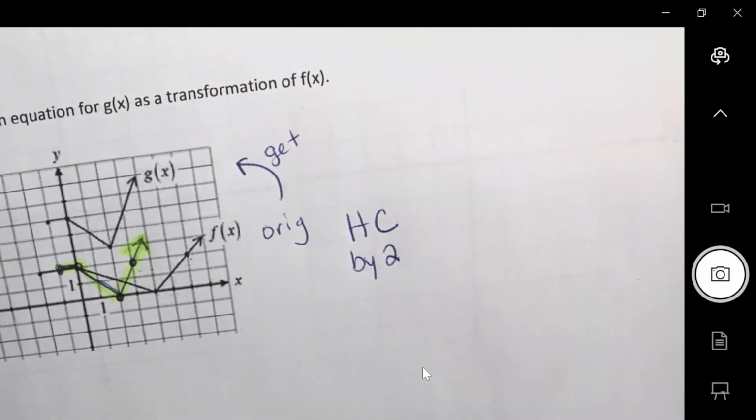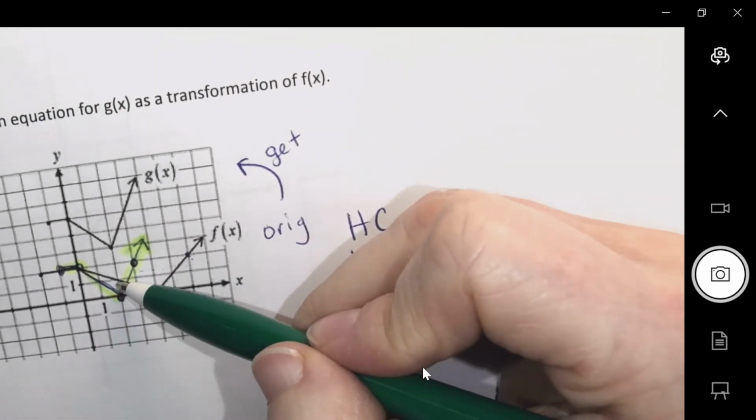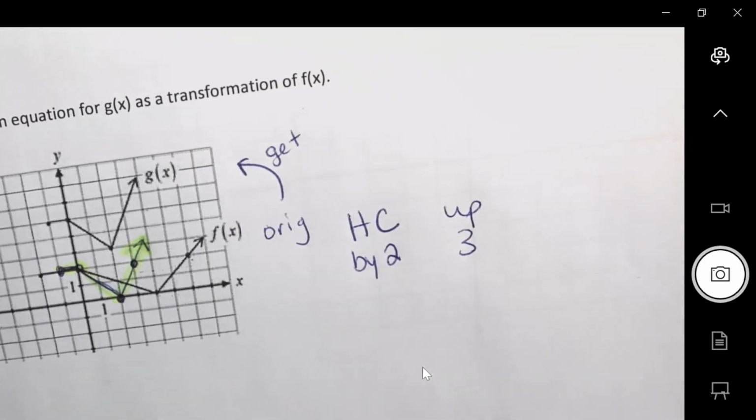Okay, so that's what it would look like if I horizontally compressed it by 2. Then I have that shape, so it's needing to go 1, 2, 3 up. Okay, so that's what I would have done to it. And remember, that would have to be in the order, so you're always looking for the multipliers first, so reflections, stretches, compressions, before you'd have to do a shift.